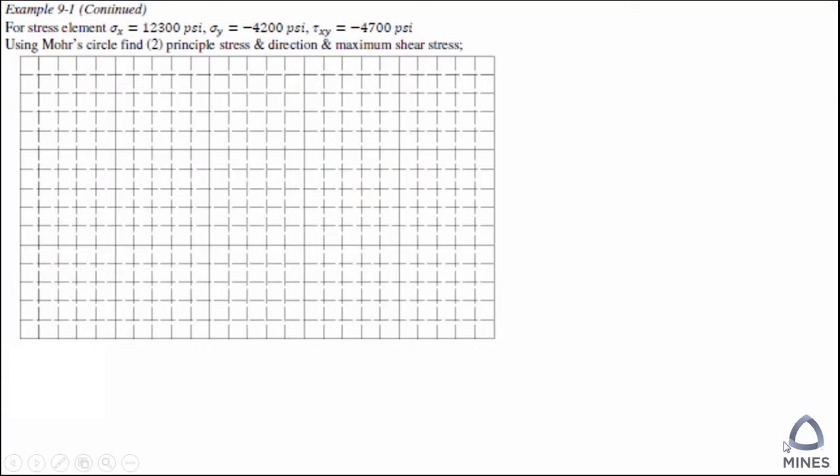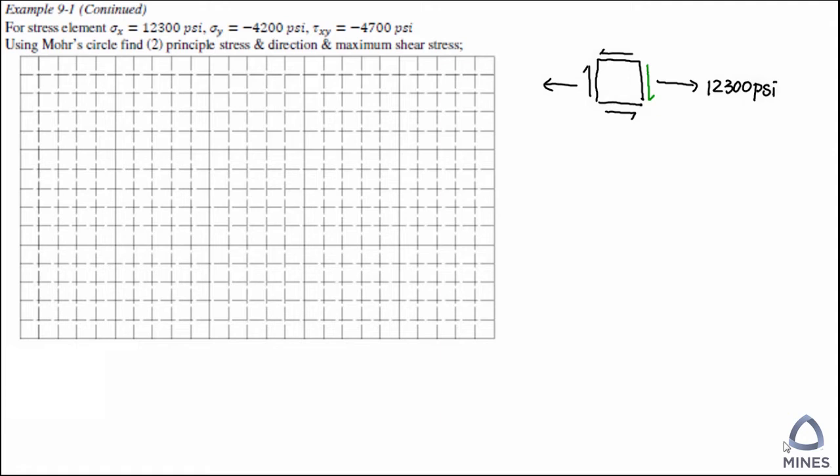Today we are going to draw the Mohr circle and then try to find out the principal stresses based on the Mohr circle. So first of all, we had a stress element. The first thing you need to do is try to draw the original stress status. Based on the given information, sigma x is positive, which means we are going to have tension. And then tau xy is negative, which means the shear stress on the x face must be going down.